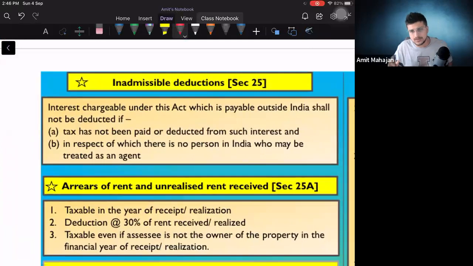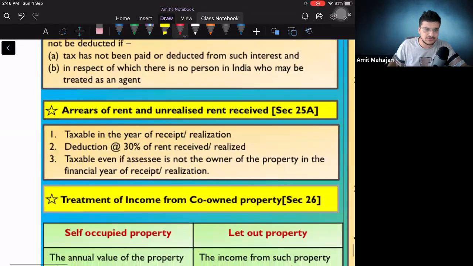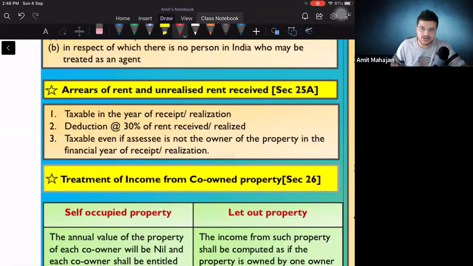Inadmissible deduction. For example, if I have taken a loan from outside India, so can I say I will have to pay interest outside India? So whenever I will pay interest outside India, तभी मुझे TDS काट के पेमेंट करना पड़ेगा. If I do not deduct the TDS and if I do not deposit the TDS with the government, I will not get the interest ka deduction under section 24B. Cool? Is this explanation sufficient to understand the concept? Yes, perfect.